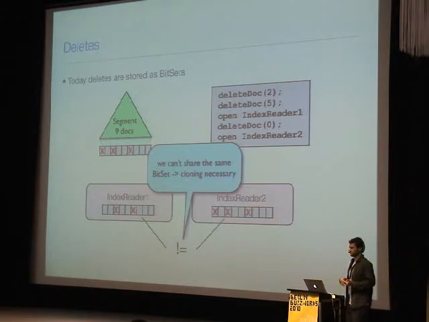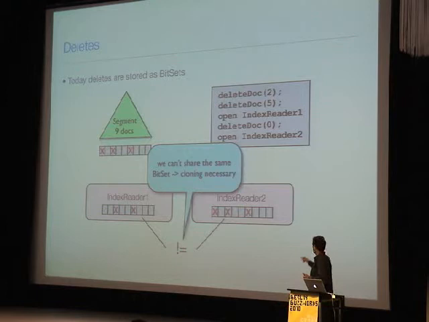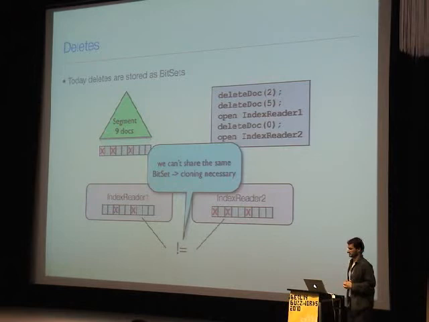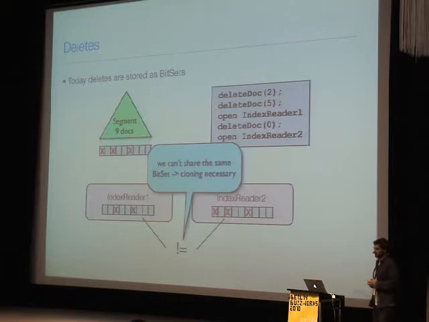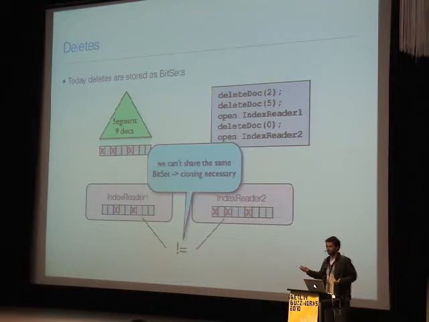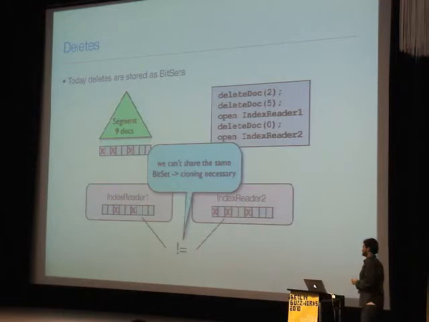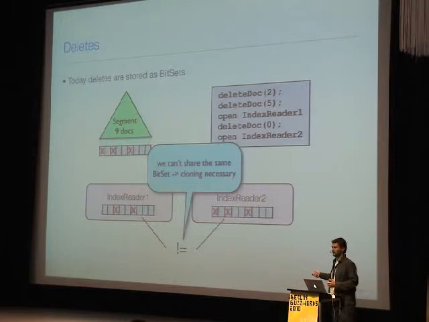So every time you actually open a new index reader, we clone the bit set so that you can have this point-in-time semantics. And let's say you have 1 million documents in your segment, the bit set needs like 100K, right? So that doesn't sound much, but if you open an index reader like every 100 milliseconds or every second or so, it gets a lot of memory that gets actually created and destroyed all the time. So that's a very expensive operation and makes reopening index readers pretty expensive.